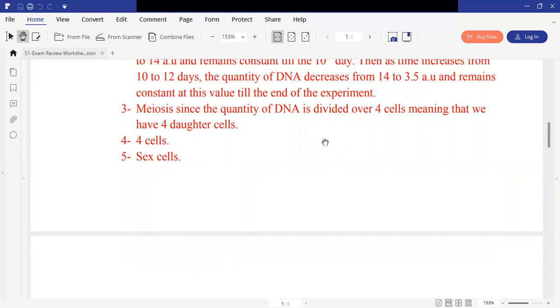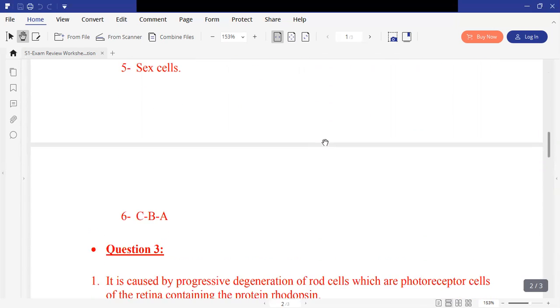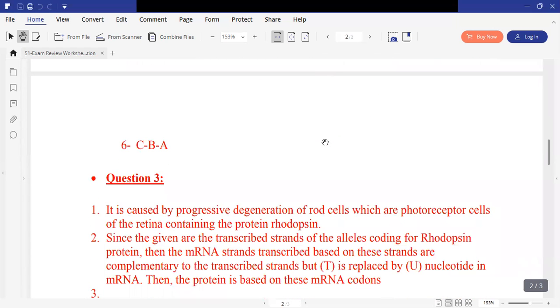Now let's move to question number 3. Question number 3 is talking about retinitis pigmentosa. Retinitis pigmentosa is a hereditary disease. It's the main cause of visual impairment, 30% of the visual deficiencies. The disease starts by affecting night vision and reducing the visual field. It's caused by progressive degeneration of the rod cells, which are photoreceptors of the retina containing the protein rhodopsin.